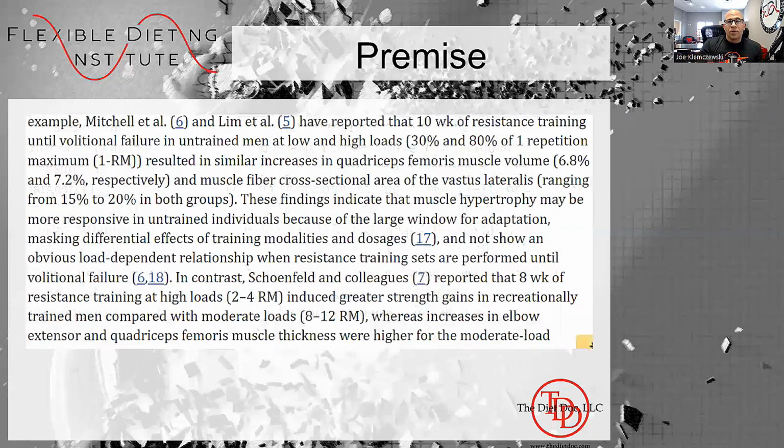So I'll get there in a second. Once I get to methodology, this will make a little more sense. I know this is a little bit long on the introductory stuff. But for example, Mitchell et al.